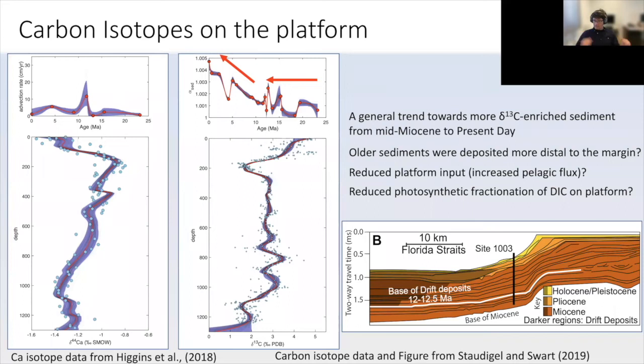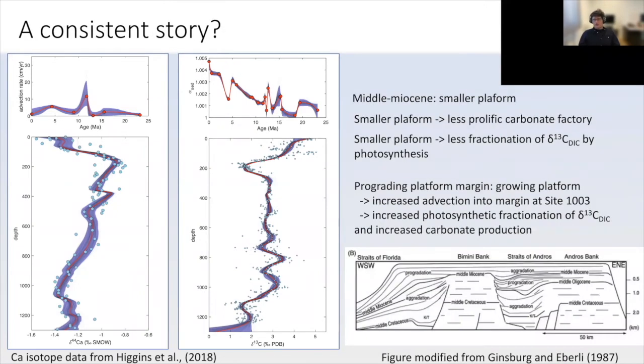due to the prograding platform margin, that means in the past it was smaller, and therefore you could have a more well-ventilated platform top, resulting in less photosynthetic fractionation of DIC on the platform. But both of these explanations are likely true and contributed to some extent. And this is a largely consistent story, where in the mid-Miocene, you had a smaller platform. This is a figure that shows a seismic transect across the entire modern Great Bahama Bank. And as you can see, in the Miocene, it was this fairly shallow ramp and a much smaller platform top.